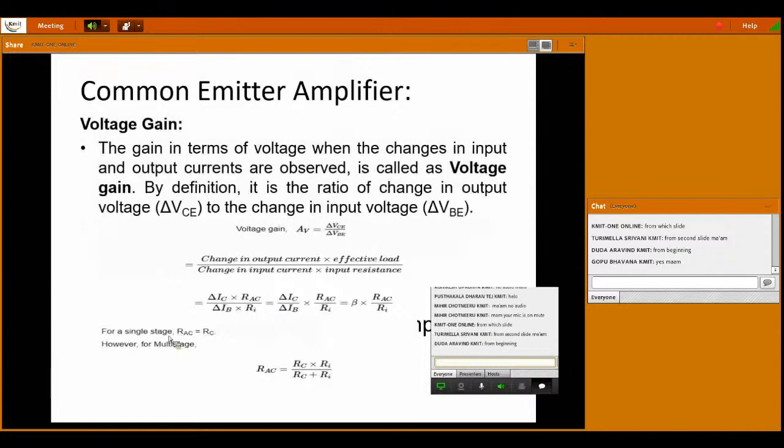For a single stage amplifier, RAC is equal to RC. Hence it is equal to beta into RC divided by RI. But for a multi-stage amplifier, this RAC is replaced with RC into RI divided by RC plus RI, where RI is the input resistance of the second stage amplifier.